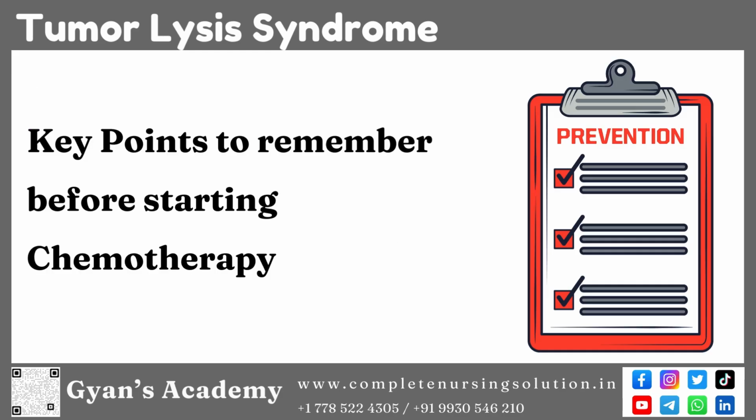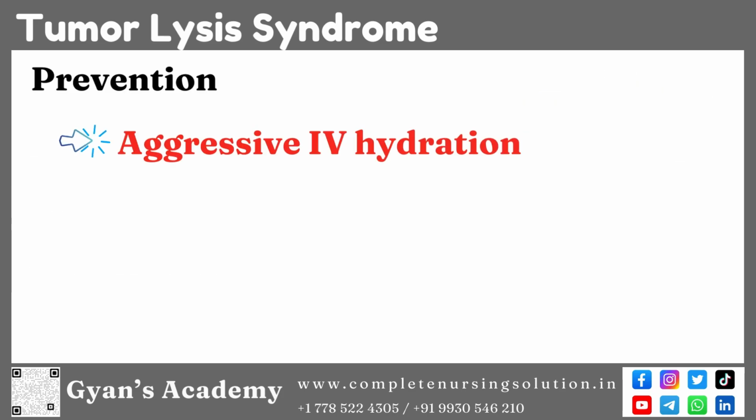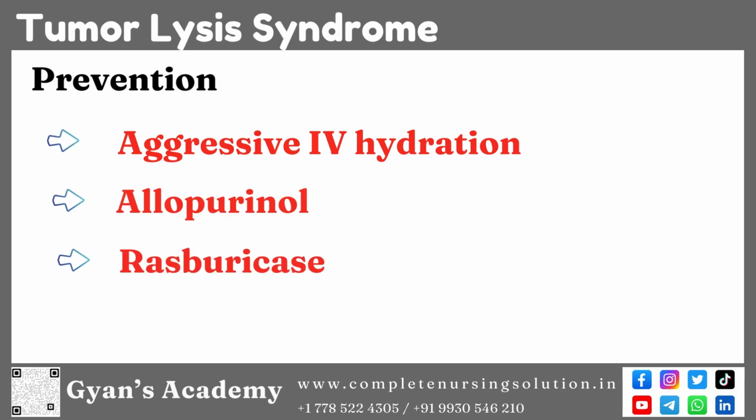In conclusion, key points to remember for prevention of tumor lysis syndrome include taking certain measures before starting chemotherapy. These measures involve aggressive IV hydration and medications like allopurinol and rasburicase to prevent hyperuricemia.